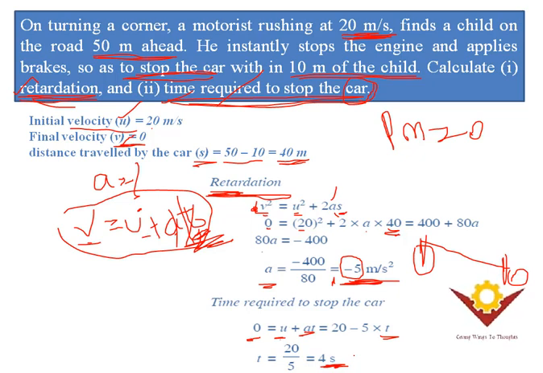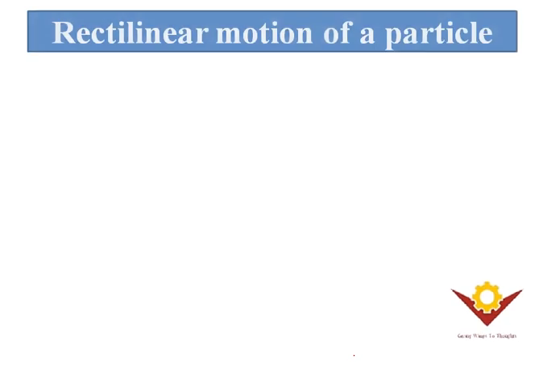Okay. Now we have discussed uniform acceleration, right? Now we'll see the variable acceleration in the rectilinear motion of a particle.